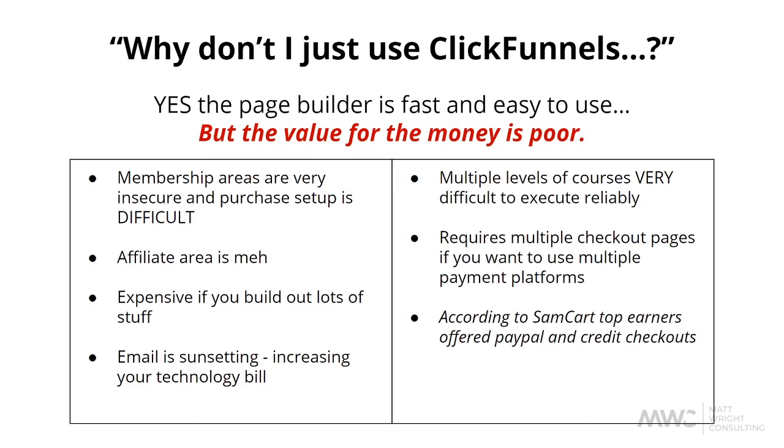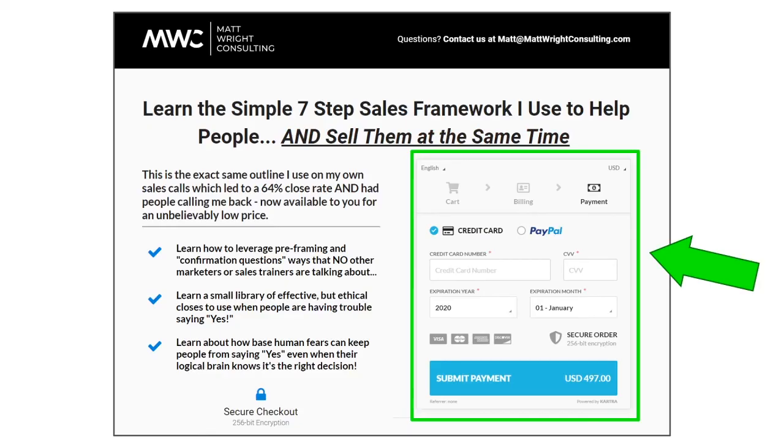Like I said earlier, it requires multiple checkout pages if you want to use multiple payment platforms like PayPal and Stripe or a card processor. And according to Samcart, I saw an ad from them recently, the top earners with Samcart offered both PayPal and credit checkouts. So here's what it looks like if you want to have both credit card and PayPal in Kartra. You just select credit card or you select PayPal. It's that easy. It's all on one page.